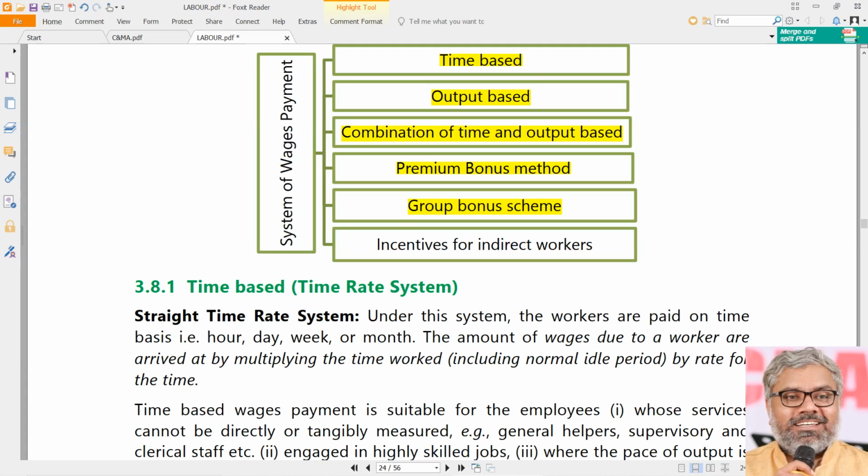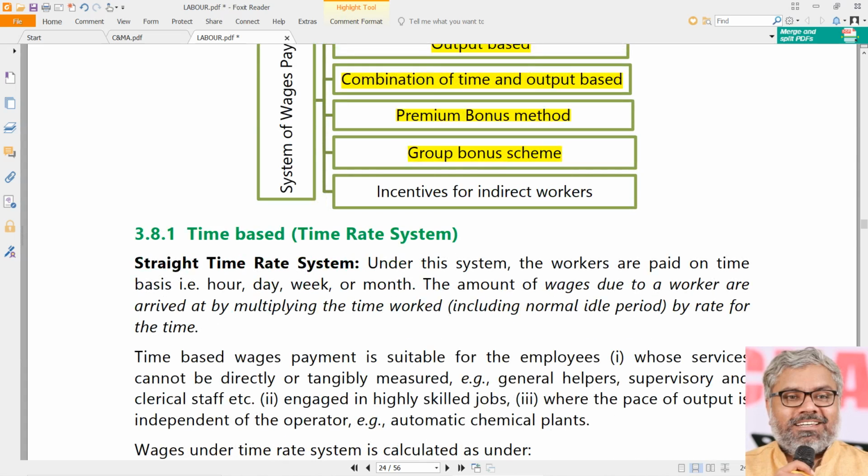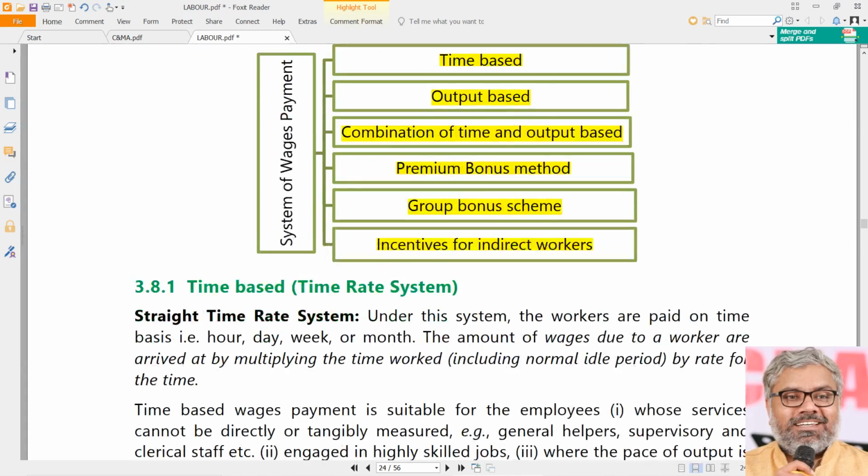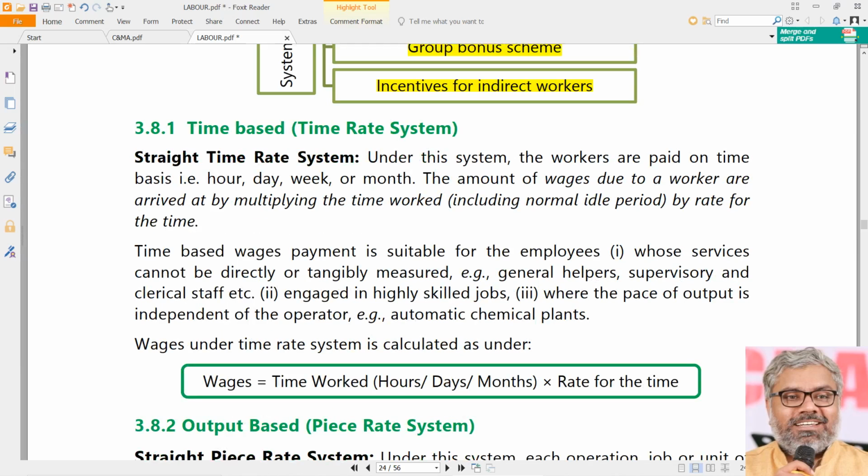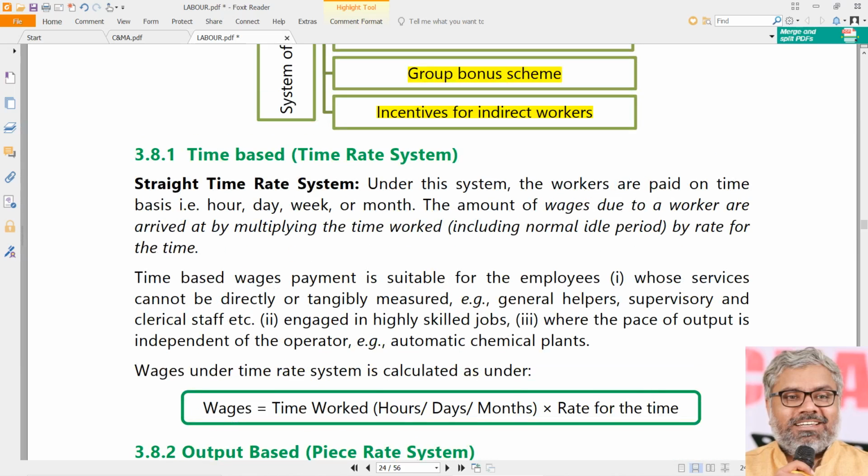Definitely, each of them has its own advantages and disadvantages. We don't need to go through them in much detail, but on a broader level, we should understand that these many methods are there for wage payment systems and incentive payment systems, and each of them has its own positives and negatives. And sometimes incentives can also be given for indirect workers. Like this, different methods are there. Let us go through them one by one very quickly. Most of them are self-explanatory, the name itself is enough.